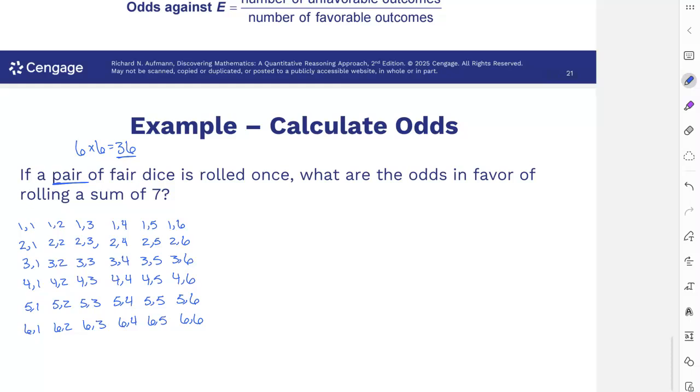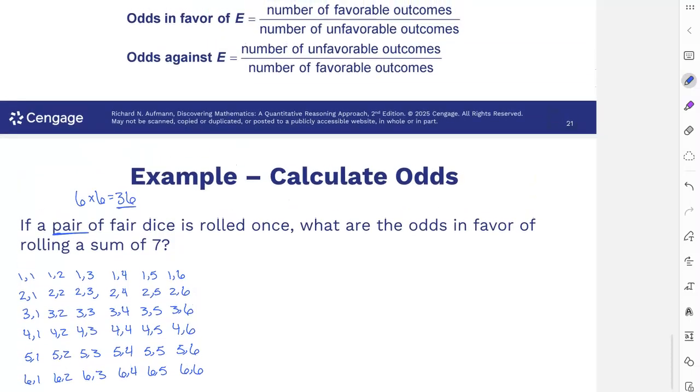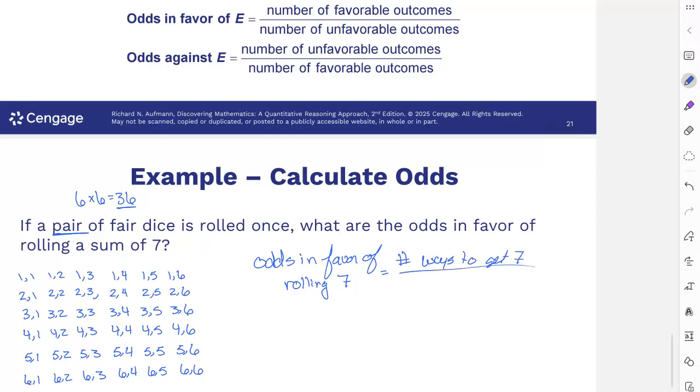We want the odds in favor of rolling a 7. So the odds in favor is the number of favorable outcomes, so the number of ways we could get 7, out of the number of ways that we have unfavorable outcomes, which would be the number of ways to not get 7. So how many ways can we get a 7 here?